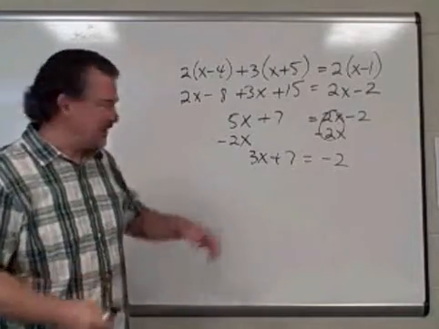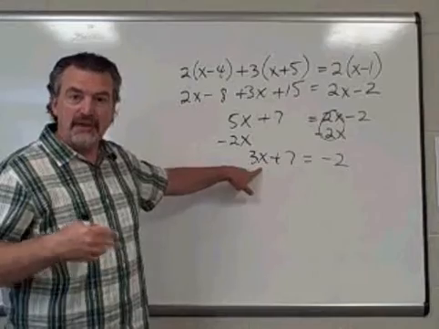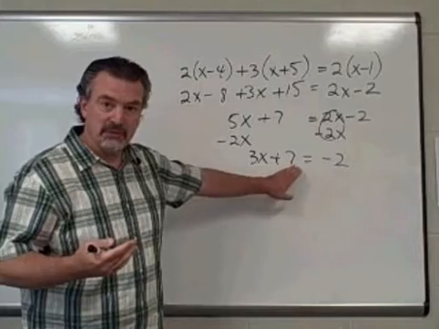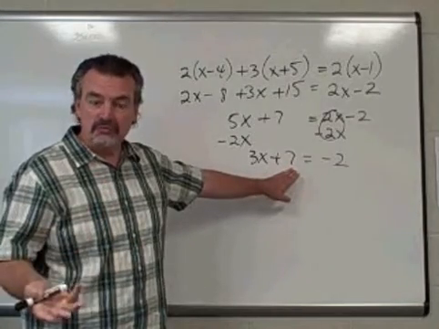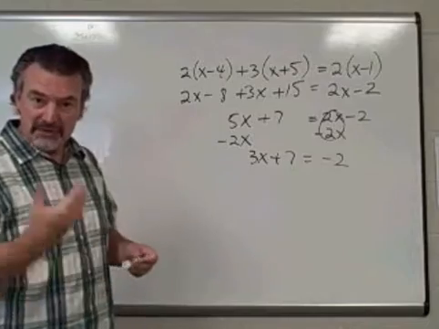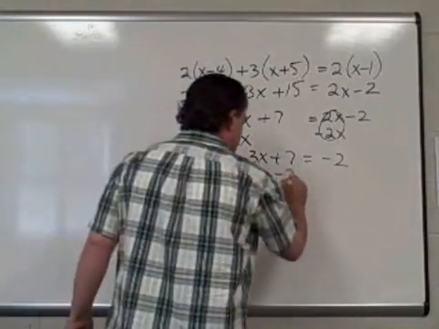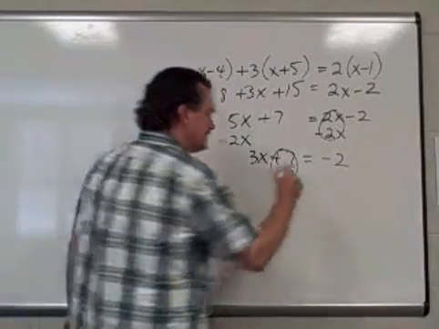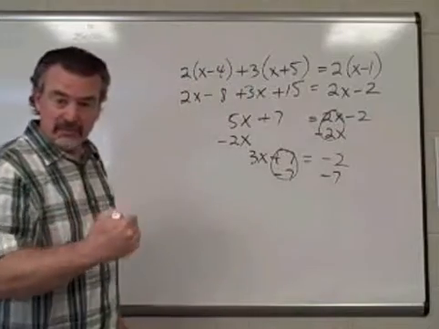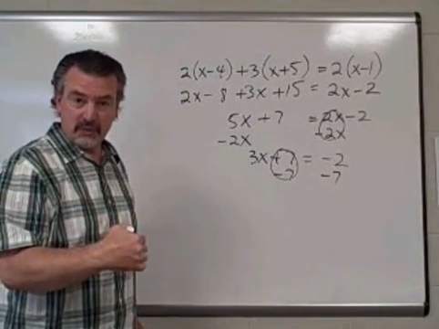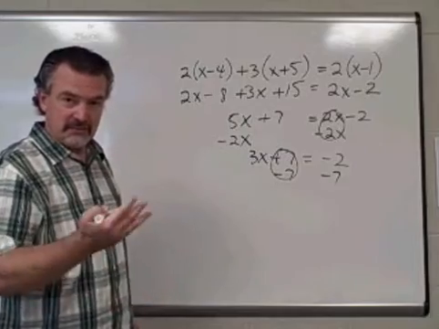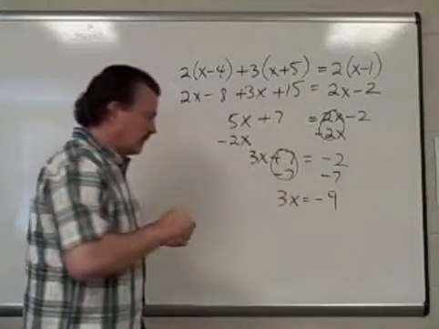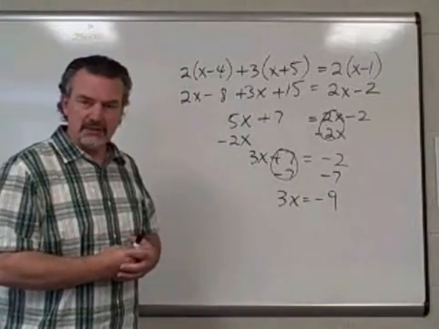Next key word is isolate. I want to isolate the variable term. I want to get it by itself. It's not by itself. The variable term is combined with this constant term. I want to remove that constant term. I can remove it by subtracting 7, because plus 7 minus 7 gives me 0. Remove that term. Remember, if you remove a term from one side of an equation, you'll have to remove it from the other side to keep your equation balanced. Now our equation looks like 3x equals 9.